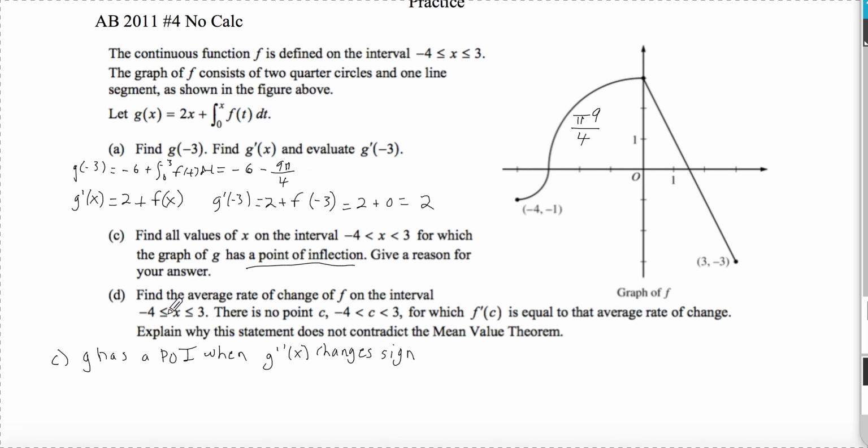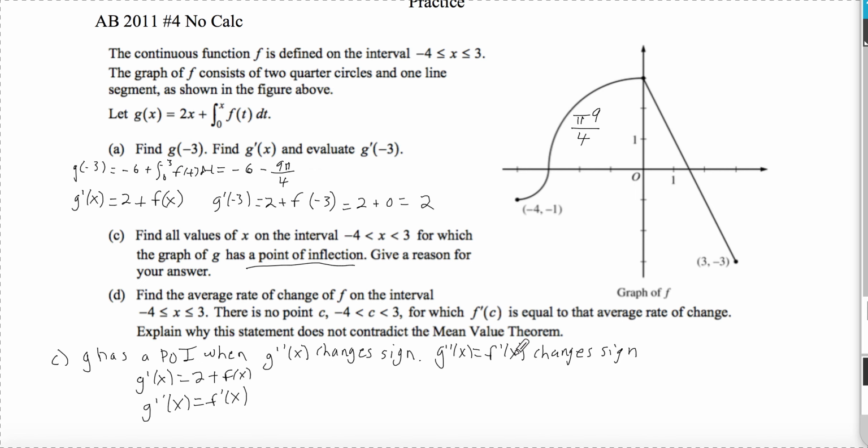So let's think about it for this specific problem. What do we know g prime of x is? G prime of x, we already said, was 2 plus f of x. So g double prime of x is going to be f prime of x. So we can say g double prime of x equals f prime of x changes sign.